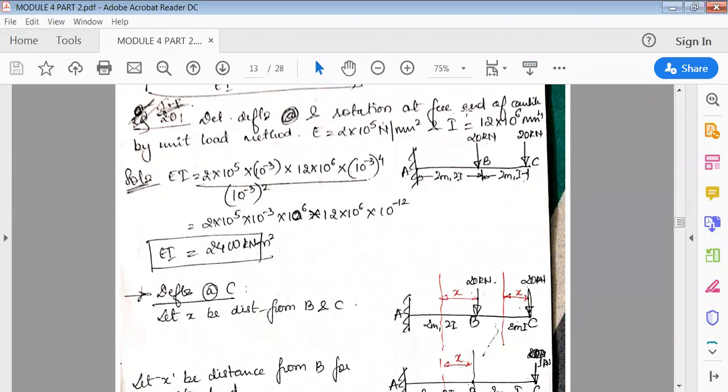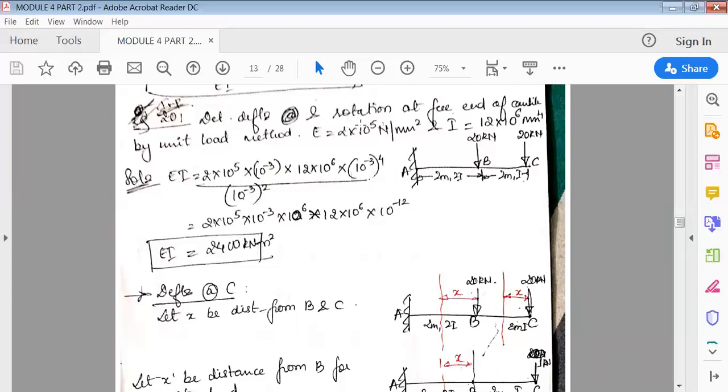So in this problem, they've asked you to find both deflection and rotation at the free end. So you have to find delta C and theta C at this point. Okay, so they've also given you the value of E and I. This time E and I, the units are different, so it is Newton per meter. You have to convert both of these into kilonewton and meter.